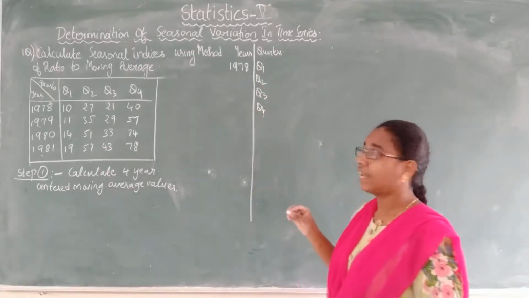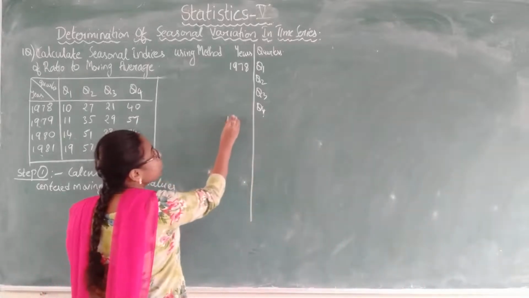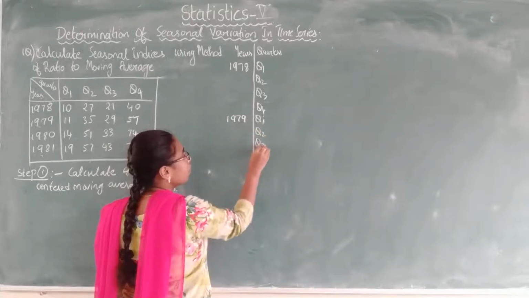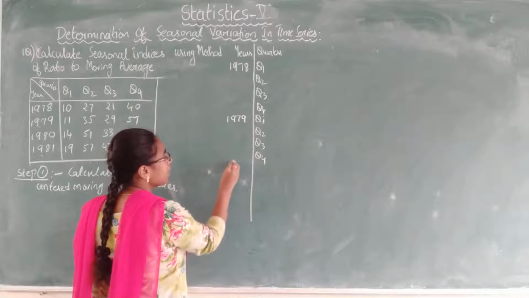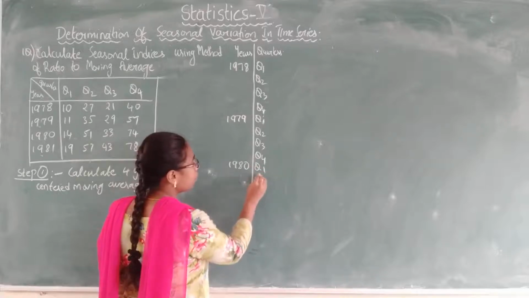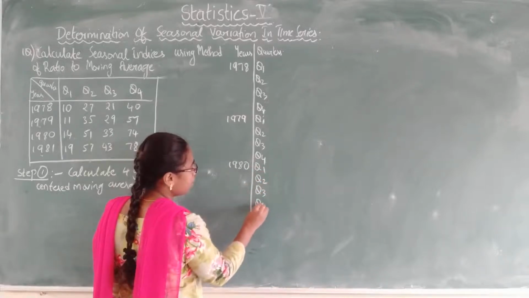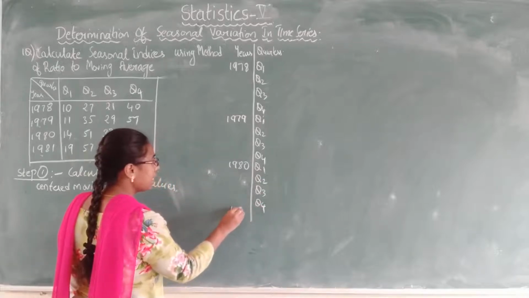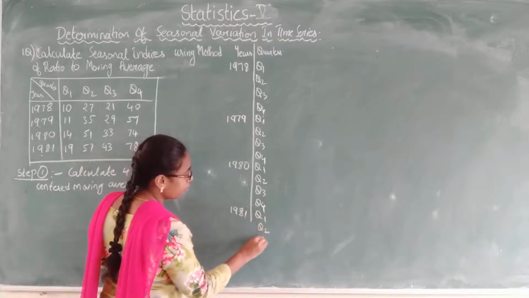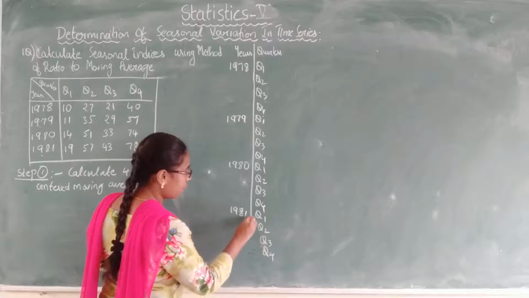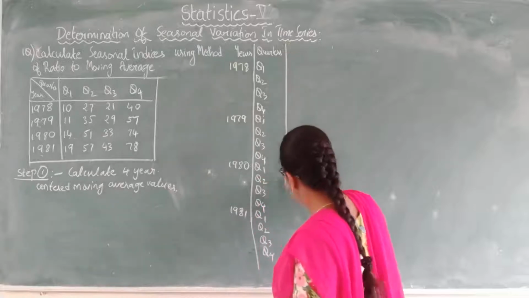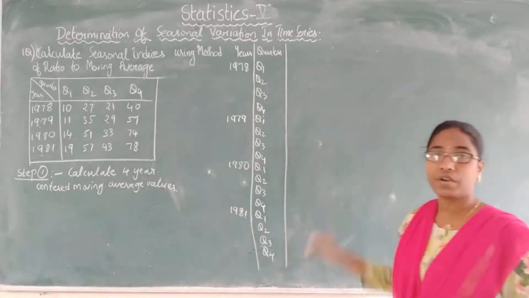Similarly, next is 1979. Corresponding to 1979, write down the 4 quarters: Q1, Q2, Q3, Q4. Next is 1980, which also has 4 quarters: Q1, Q2, Q3, Q4. And the last one is 1981. Corresponding to 1981 also 4 quarters; write down Q1, Q2, Q3, Q4. So you will write the data like this. After writing the quarters, next you have to write the values.